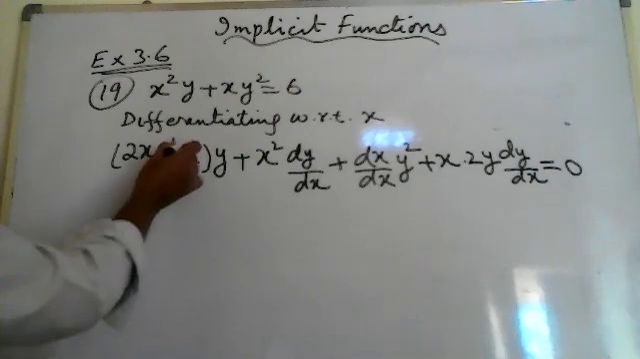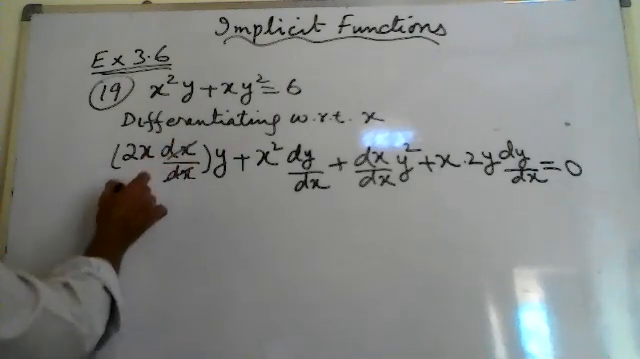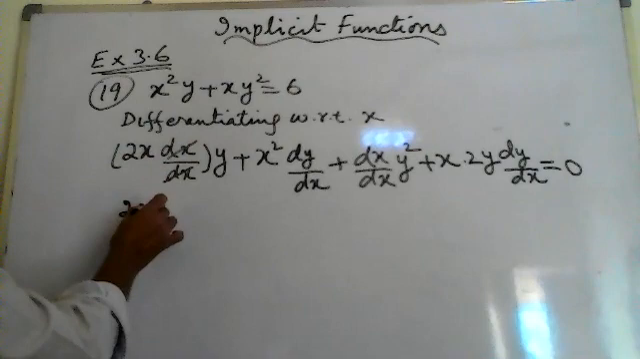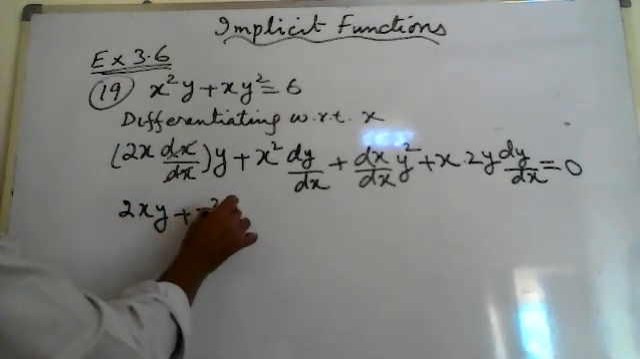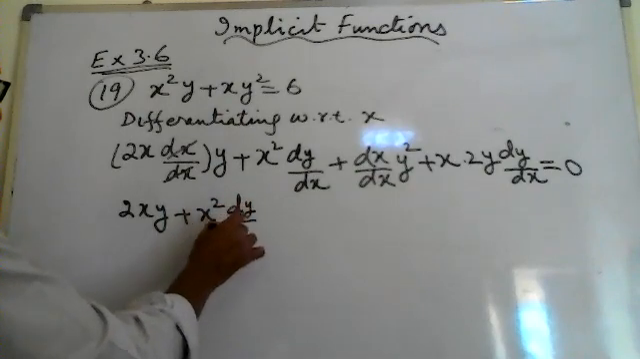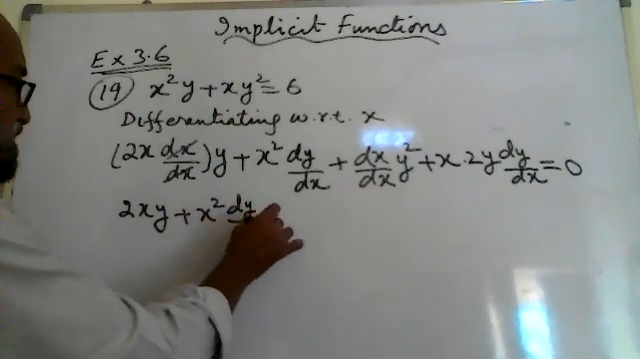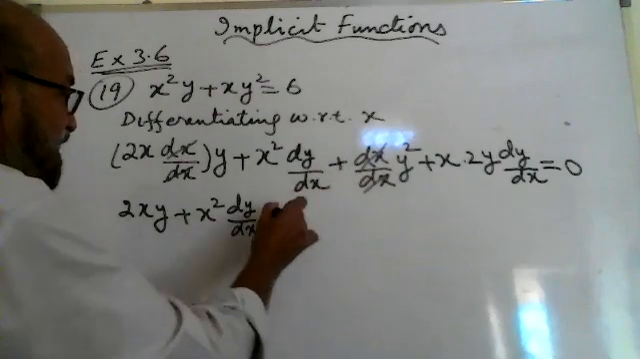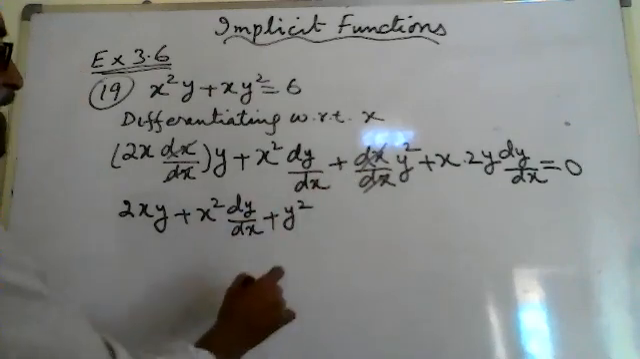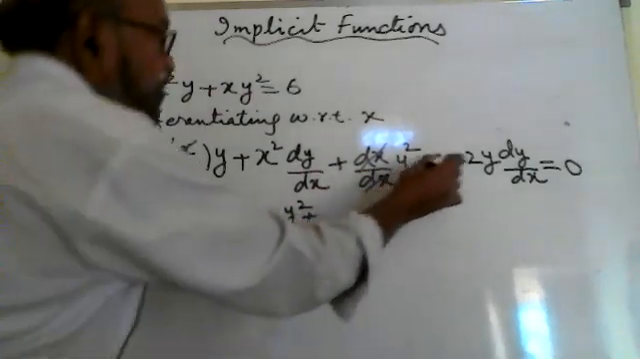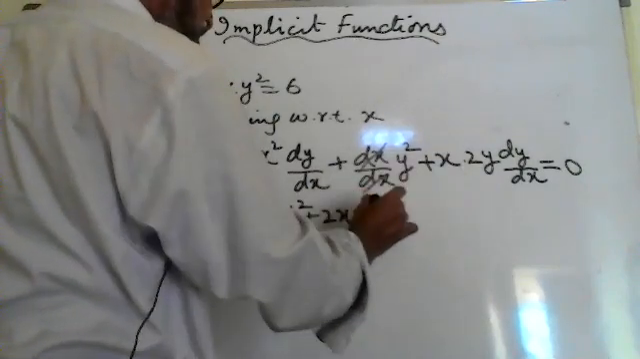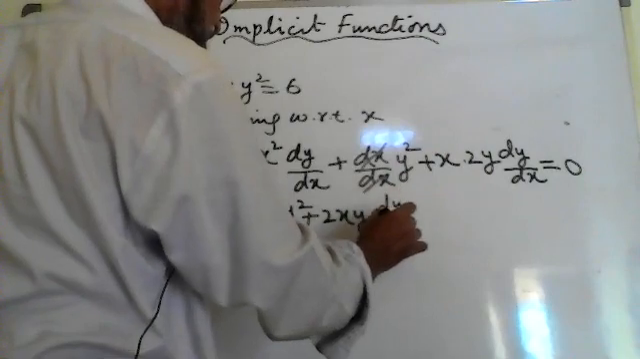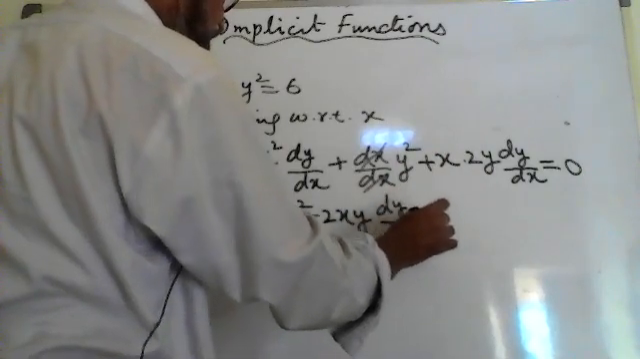So dx is cancelled by dx. This will become 2xy plus x square dy upon dx, plus dx is cancelled by dx, plus y square, plus 2xy dy upon dx, is equal to 0.